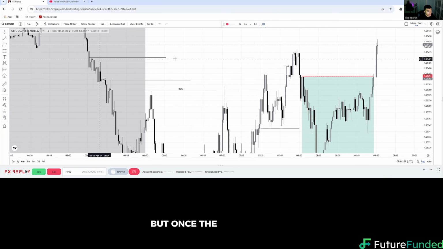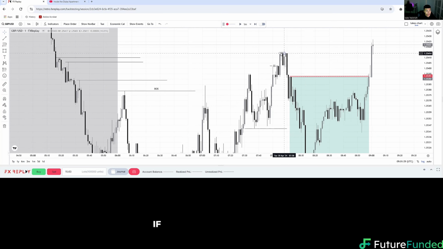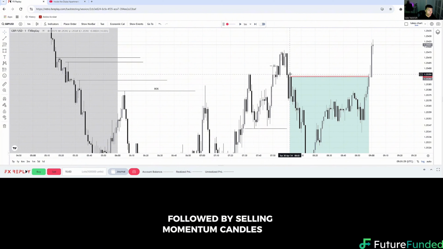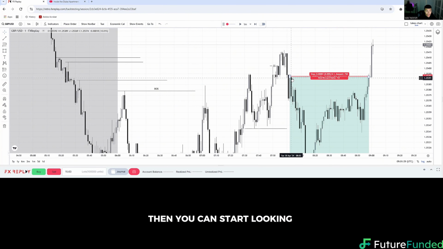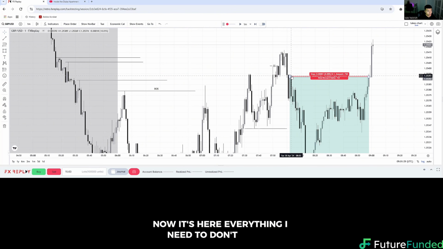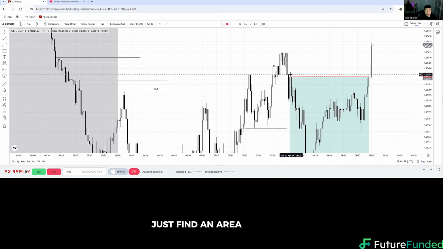But once the liquidity gets taken out, if we then get a first test followed by a last sweep, which I would class as a second test, followed by selling momentum candles, or buying momentum candles if it's a long, then you can start looking at how to get into this trade. It's hit everything I need to. Don't rush it. Just find an area where it meets your requirements, where you can get in. And if you end up missing the trade, you end up missing the trade.